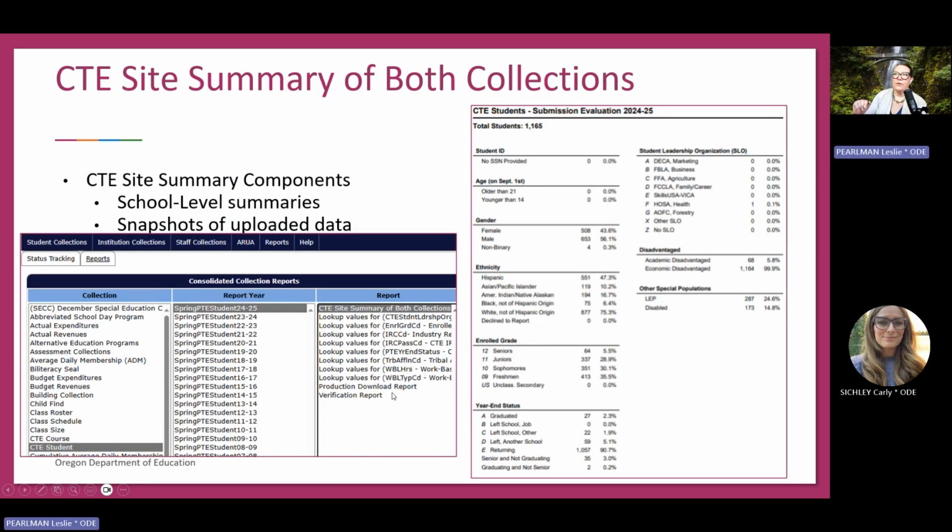There's another report that you can look at. There's one report, and this covers both collections, and it's going to give you a summary of the data that you have. So you can see here, it's going to give you a count of the students, and it also gives you a percentage of the students that are falling into each of those categories. Just a quick way to double check your information.